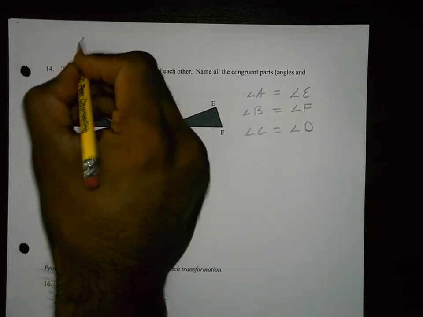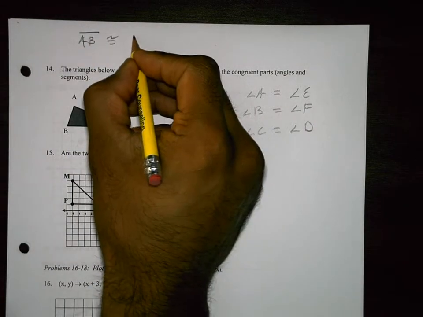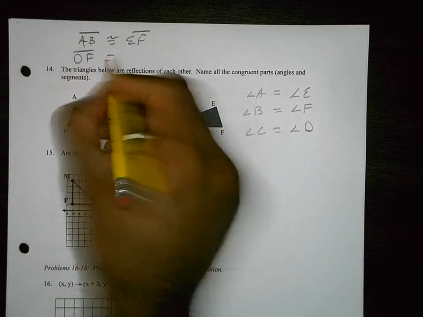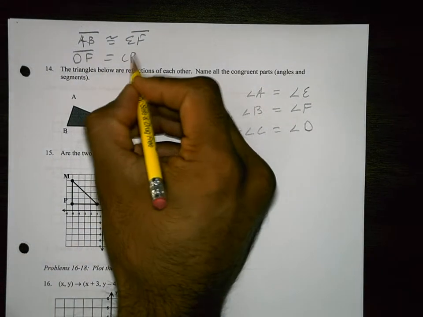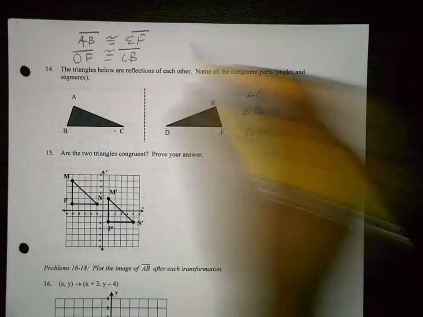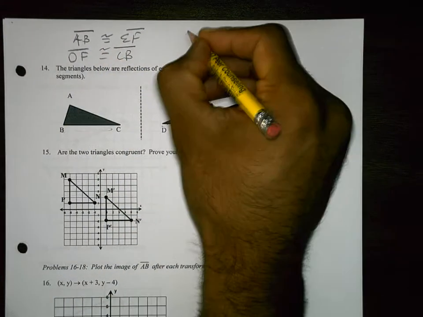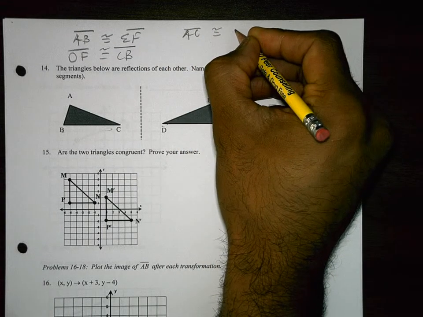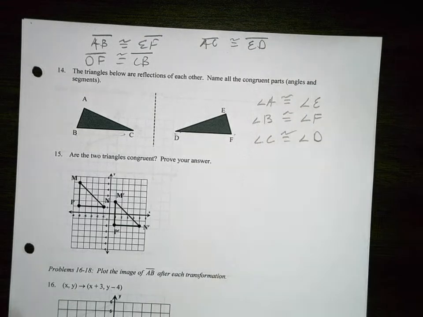For lengths of sides, let me put it up here. So AB is congruent to EF, DF and BC, or CB, and ED and AC. All right, these should all be congruent as well.